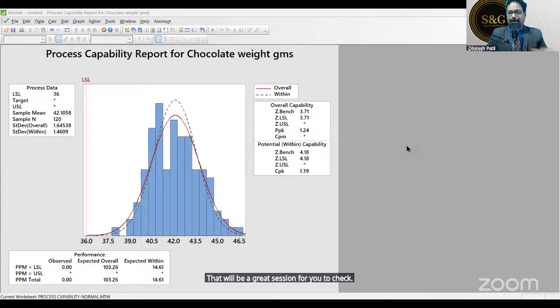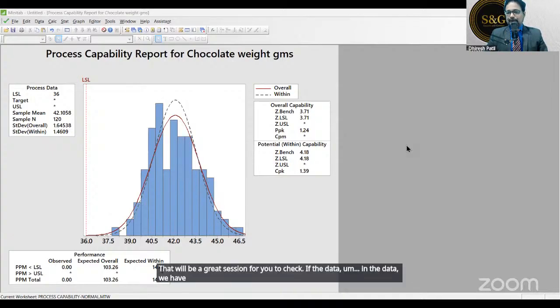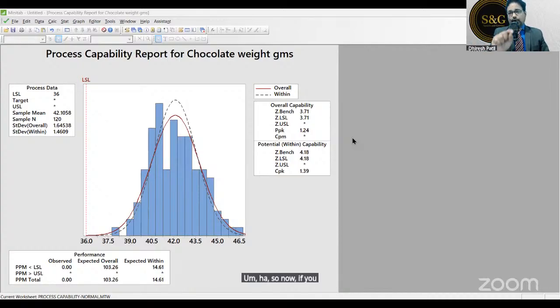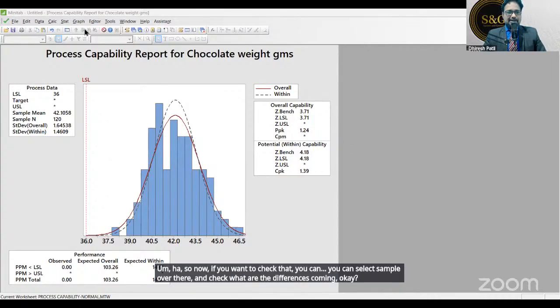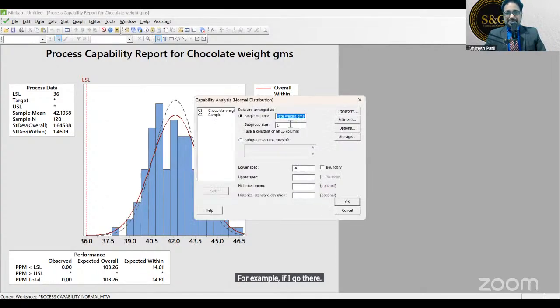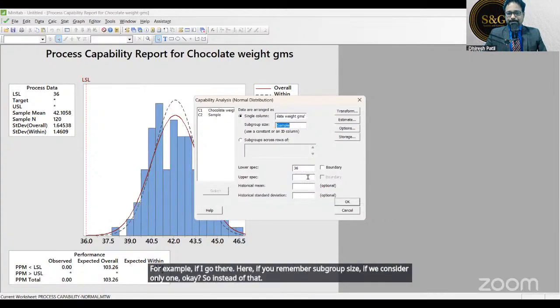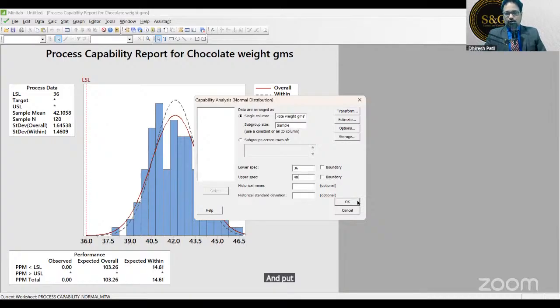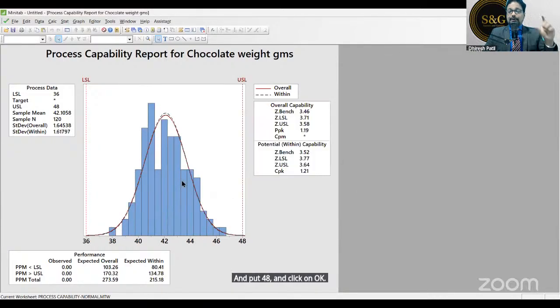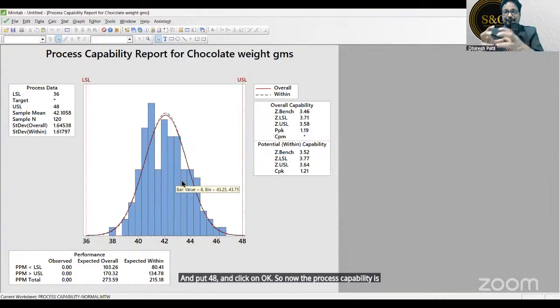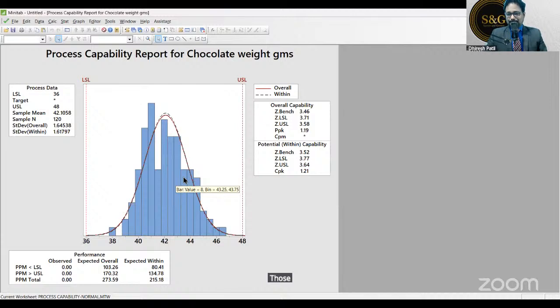If in the data we have 12 sets of samples, then we can check Cp by considering subgroup size 12. So now if you want to check that, you can select sample over there and check what are the differences coming. For example, here, if you remember, subgroup size, we considered only one. Instead of that, just select sample data and put 48 and click on OK. So now the process capability is calculated with the help of those kinds of groupings. The same thing.